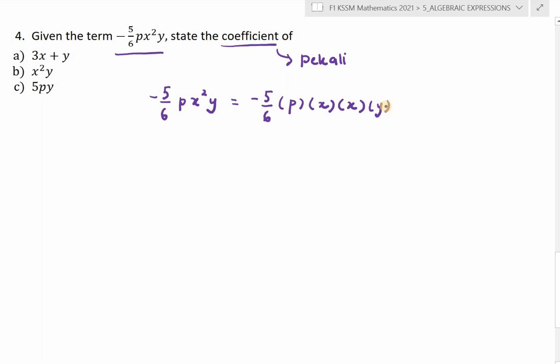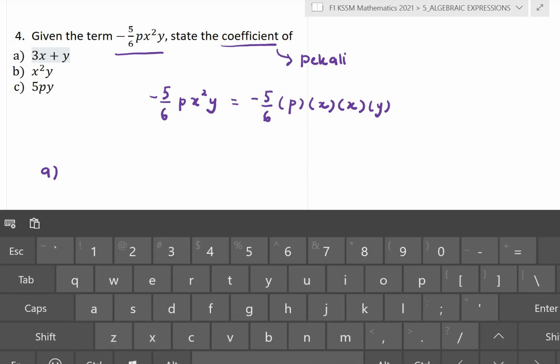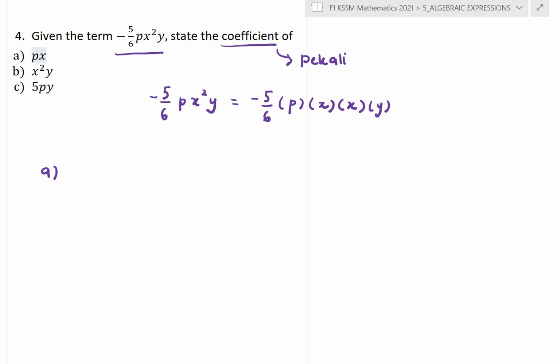So kalau ini adalah konsep bila mana saya pisahkan dia. Okay, so kita nak belajar tengok macam mana kita nak kira dia punya coefficient. So untuk soalan A. Okay, untuk soalan A ini, this one is actually PX. Sorry, this one. For this question, it is actually PX. Sorry, dekat sini. Mistake dia. Okay, it's supposed to be PX. Okay, sorry for the inconvenience.